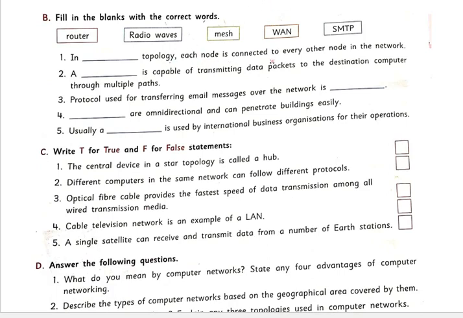So in dash topology, each node is connected to every other node of the computer. So which one will be? So it will be our mesh. Number 2, a dash is capable of transmitting data packets to the destination computer through multiple paths. So this is our router. Then protocol used for transferring email messages over the network. So we use the SMTP.